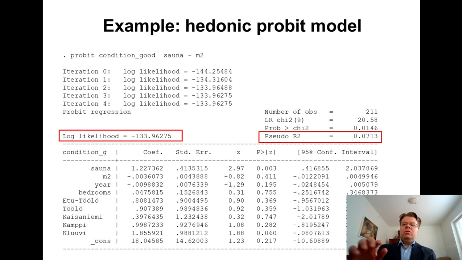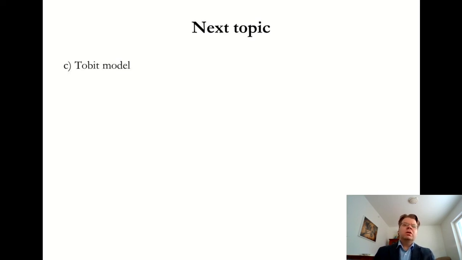So I think that completes the discussion of this kind of binary response models. As the next topic, I will use the so-called Tobit model, which then refers to the case where we have censored or truncated dependent variables. So in that sense, the Tobit model might be seen as some kind of intermediate case between the Probit and linear regression.